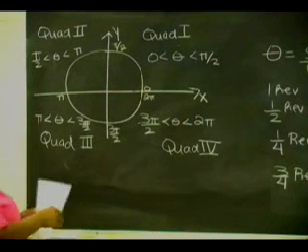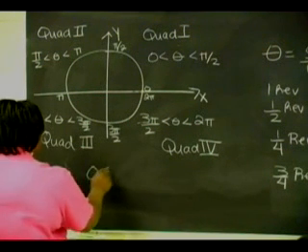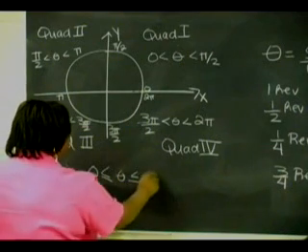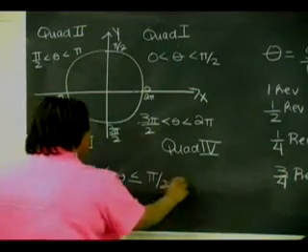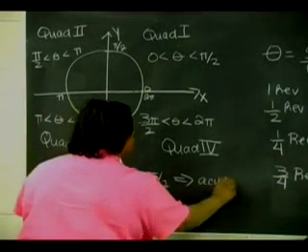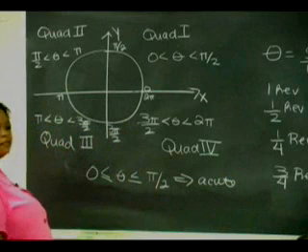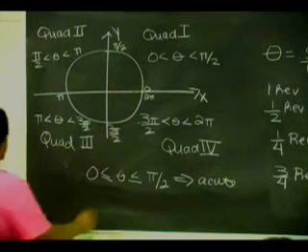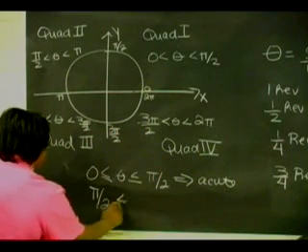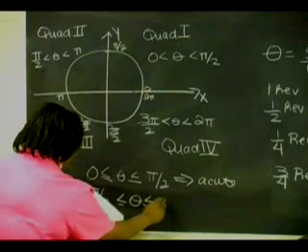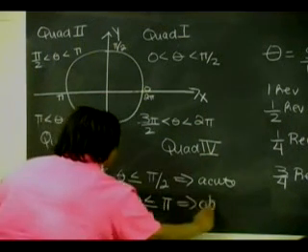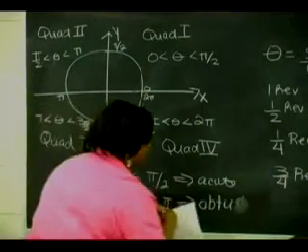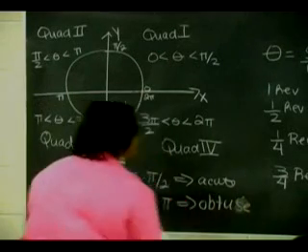Now, a word about these angles. If we have angles where theta ranges from 0 to pi over 2, then these are called acute angles. And angles ranging from pi over 2 to pi are called obtuse angles.